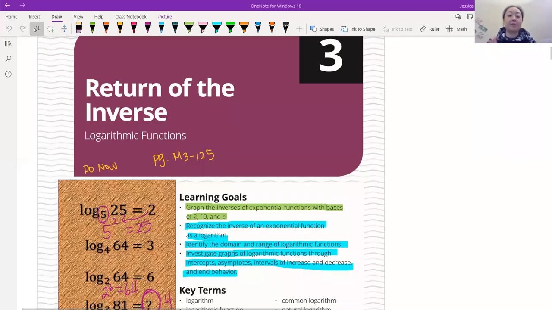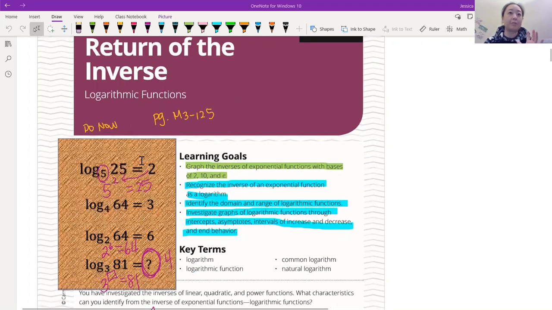Hi, everyone. So this is lesson 3, return of the inverse, logarithmic functions. And so our do now was right here. Oh, it's page 125. If you notice on the do now, try to figure out what that question mark is and ignore all the purple. It's not there. The question is just, what's the question mark? Take a look at the pattern, treat it like a puzzle. And yeah, pause.